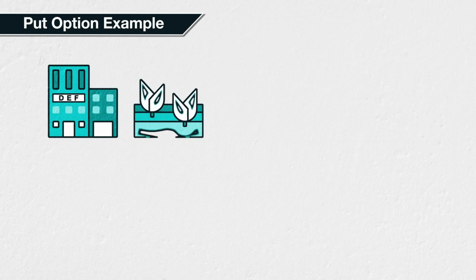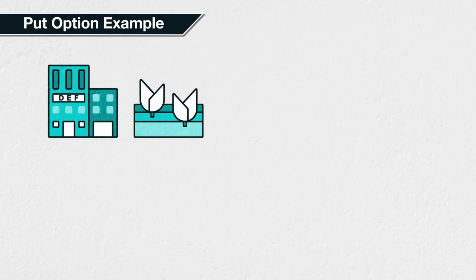In this lecture, we'll look at how a company might use the purchase of a put option to make sure their business remains profitable. Suppose a company, let's call them DEF, is growing some corn. It's currently April, but the corn won't be ready for sale for another 6 months in October.